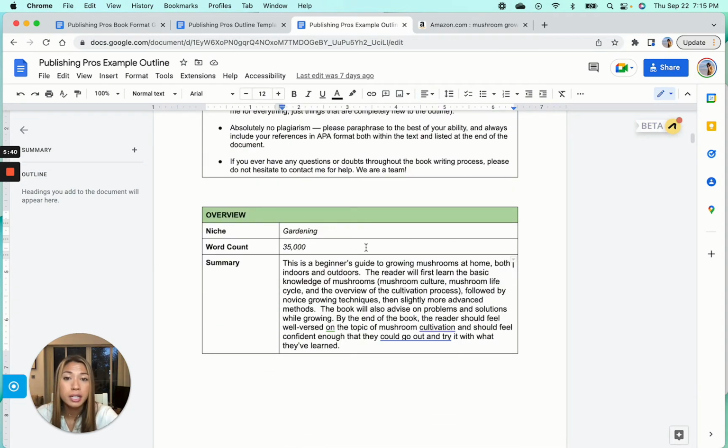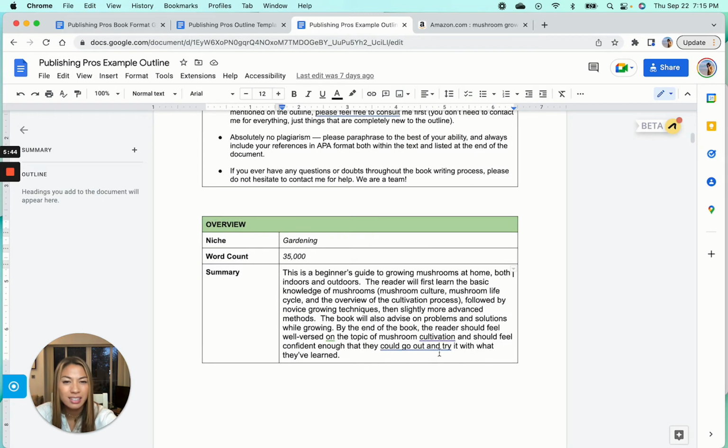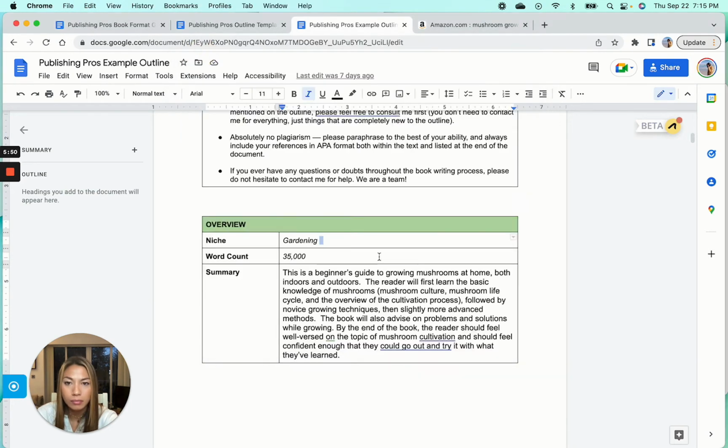The main overarching niche here is going to be gardening. Growing mushrooms is not necessarily gardening, but that would be the main overarching niche that you would find for this topic. And then we've included a word count, and then basically the summary.